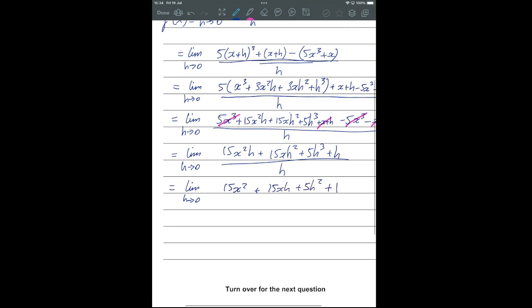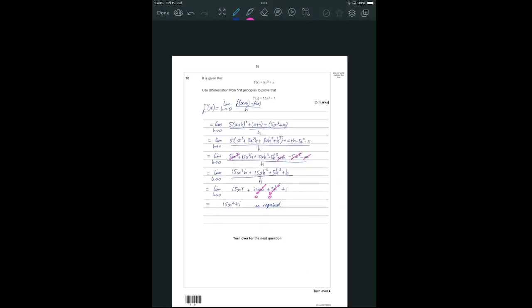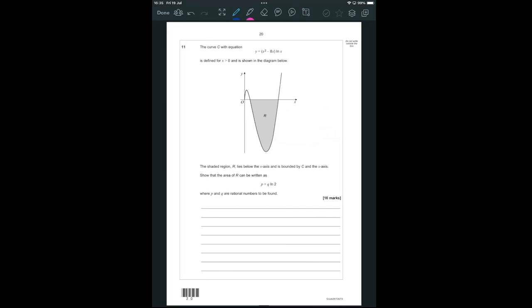And now because I no longer have a denominator of h, letting h tend to 0 with this limit causes no problems. The 15x squared is fine. That term goes to 0. That term goes to 0. And we just have a plus 1 on the end. And that's exactly what the question wanted. Careful algebra, careful that it is a proof so you can't skip too many steps. But otherwise a very comfortable 5 marks.